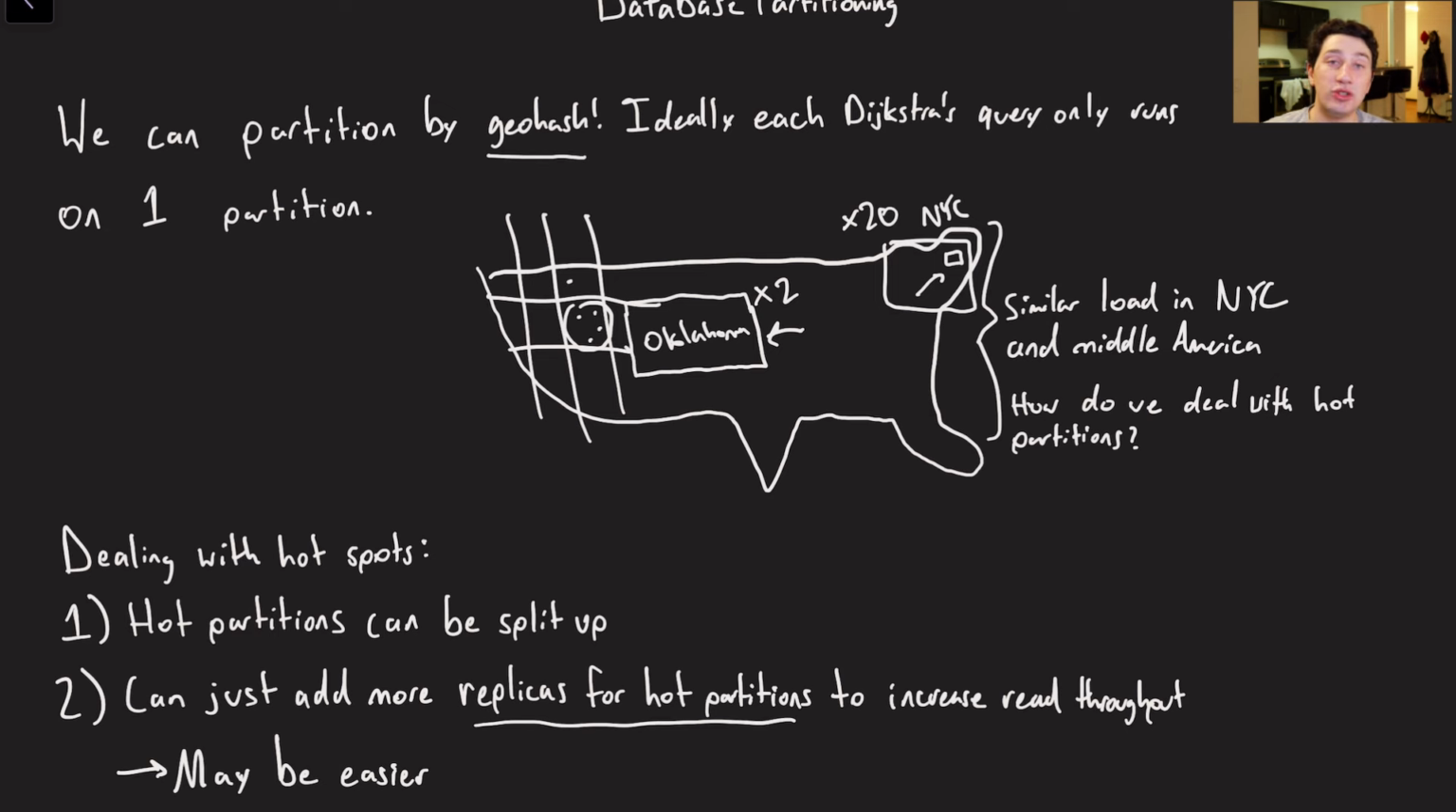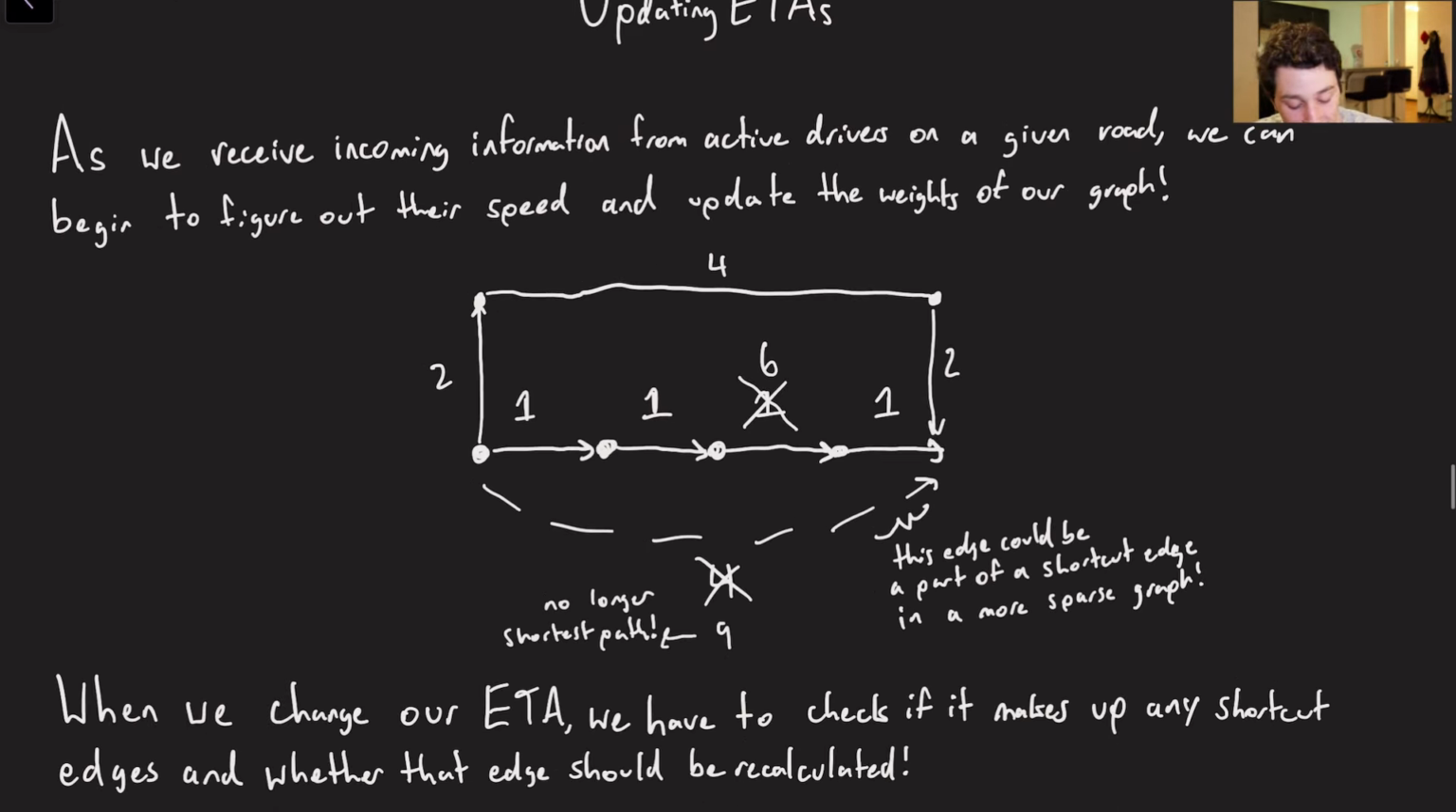Now, for what it's worth, I did say that these are read-only partitions, but the truth is that they're not. We do eventually have to update the weights of the graph with how long it takes to traverse a given road, especially as incoming traffic data comes in. And so having a ton of replicas is not necessarily the most convenient thing if we want to be able to update those semi-easily. Of course, it's a trade-off, but we can discuss that one later.